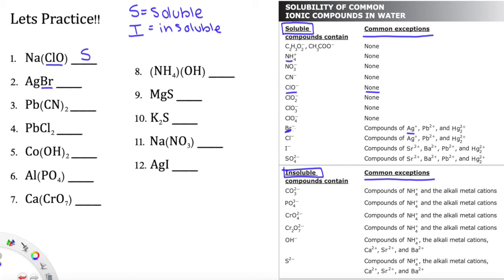So initially, we start off thinking this compound is going to be soluble because this is up here at the top part of the chart. But since it's in a compound with silver, that's an exception. And so now that is an insoluble compound.